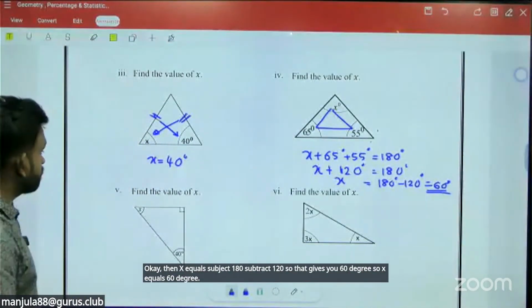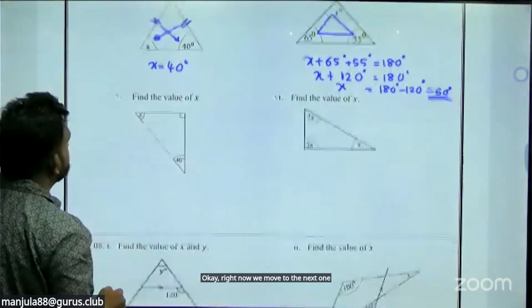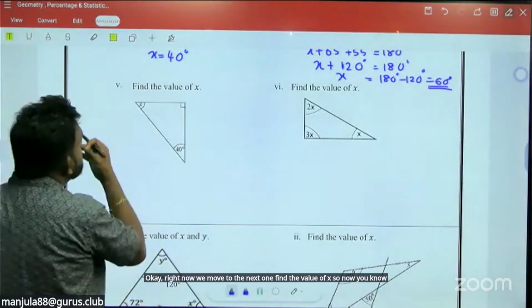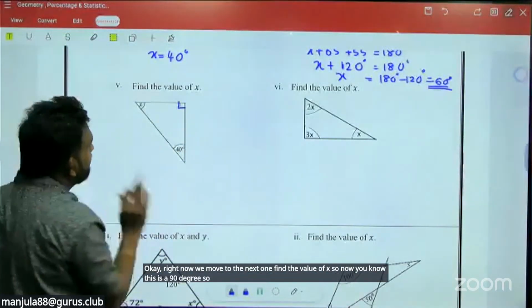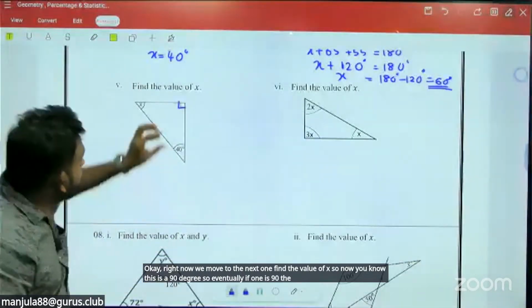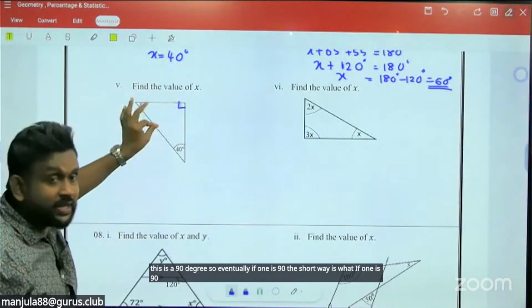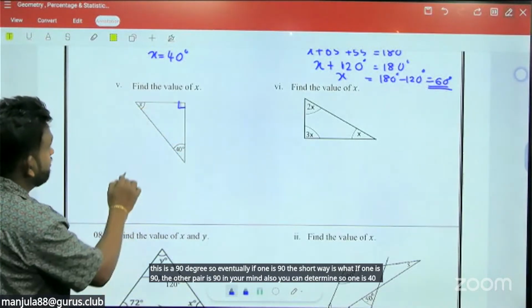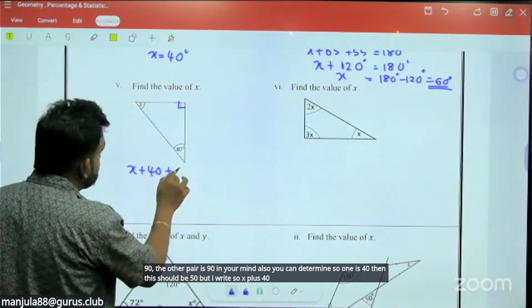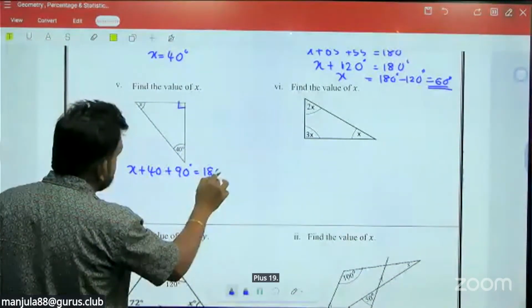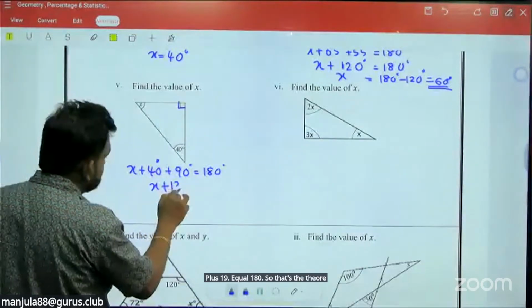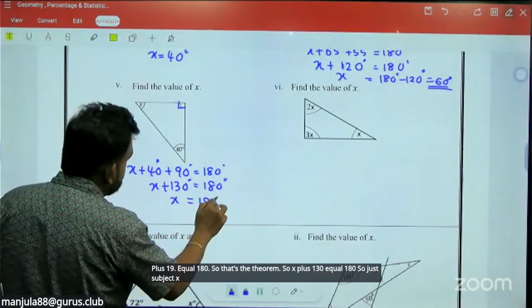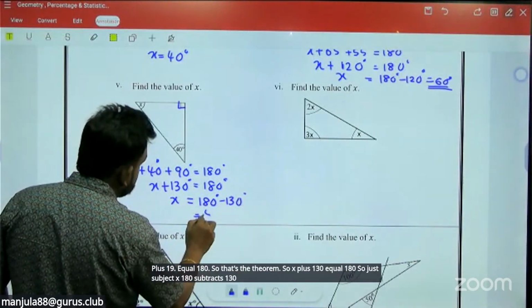Okay, right. Now we move to the next one. Find the value of x. So now you know this is 90 degrees. If one is 90, the short way is what? In your mind also you can determine. So one is 40, then this should be 50. But I write, so x plus 40 plus 90 equals 180. That's the theorem. So x plus 130 equals 180. So just make x the subject as 180 minus 130. So that gives you 50 degrees.